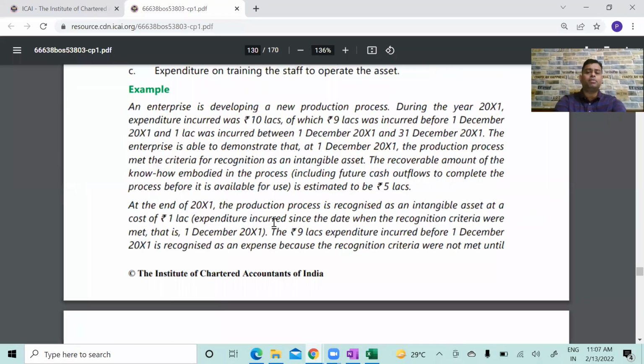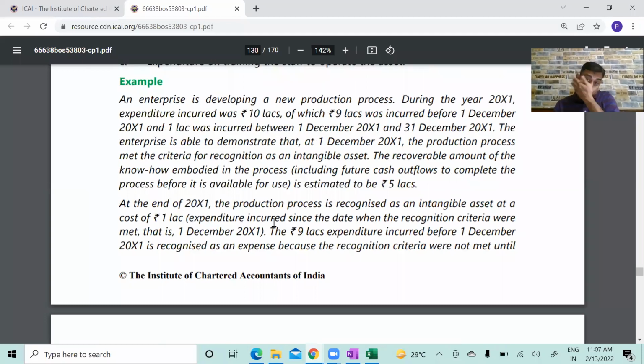There is one example. Read this example. An enterprise is developing a new production process. During the year 2011, expenditure incurred was 10 lakhs, of which 9 lakhs was incurred before 1st December 2011 and 1 lakh was incurred between 1st December 2011 and 31st December 2011. The enterprise is able to demonstrate that at 1st December 2011, the production process met the criteria for recognition as an intangible asset. The recoverable amount of the know-how embodied in the process, including future cash outflows to complete the process before it is available for use, is estimated to be 5 lakhs.